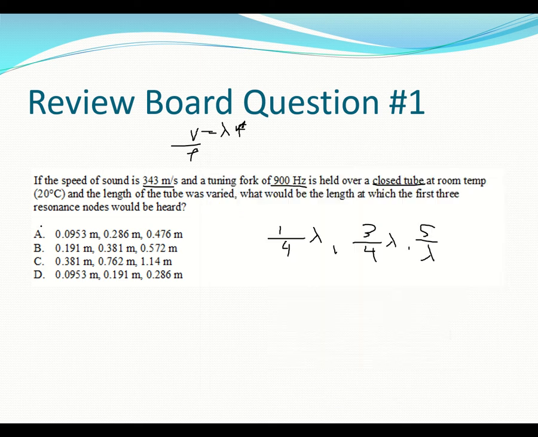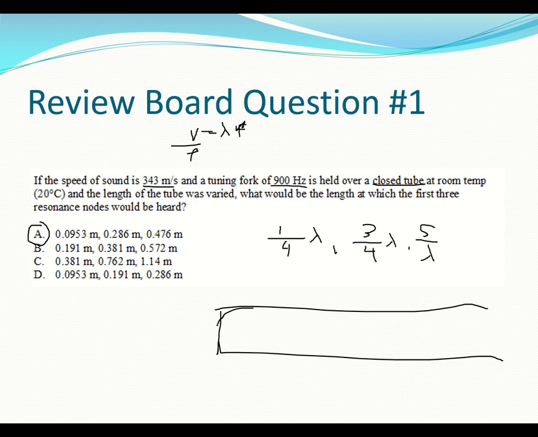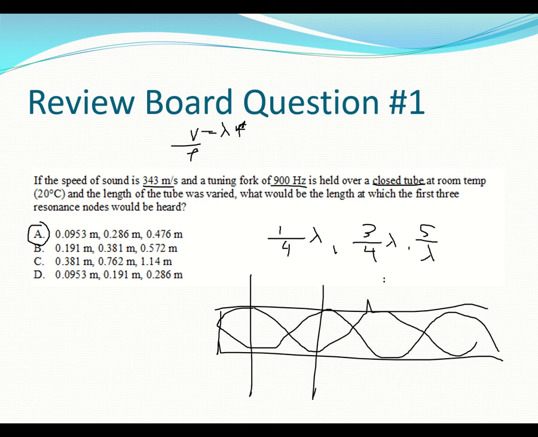So I just match them up: 286, 473. So A is the correct answer, right? All we're doing is this is a quarter, this is 3/4, this is 5/4. Those are the first three resonance points.